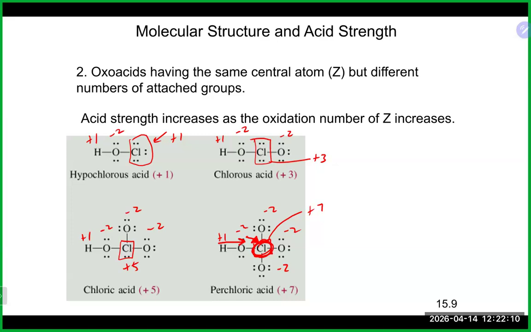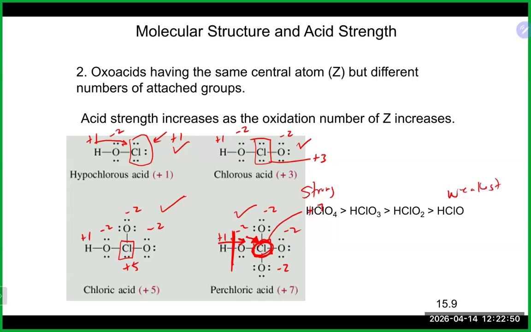And again, that's going to weaken this bond a lot more than in the situation where it's not going to feel as much of a pull to the chlorine with a +1 oxidation state. So in terms of acid strength, it increases with oxidation number: strongest acid, next strongest, and weakest acid going in that direction. So our perchloric acid is the strongest, down to our hypochlorous acid, which is the weakest in this case.